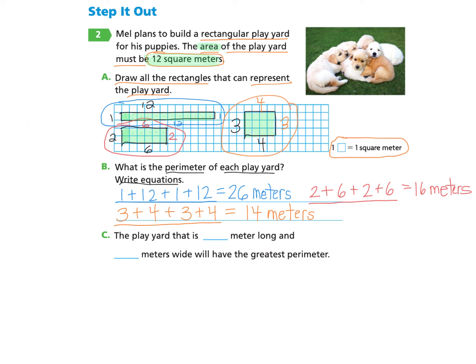Now let's look at part C. The play yard that is blank meters long and blank meters wide will have the greatest perimeter. So of all the sums that we created, which is the greatest? It should be this one here with 26 meters. That's the biggest, greatest perimeter. So that was a play yard that was 1 meter long and 12 meters wide.